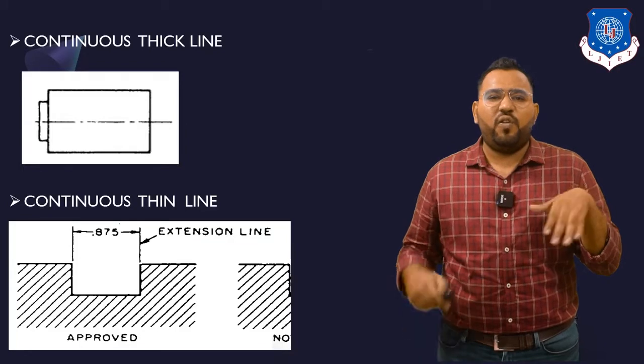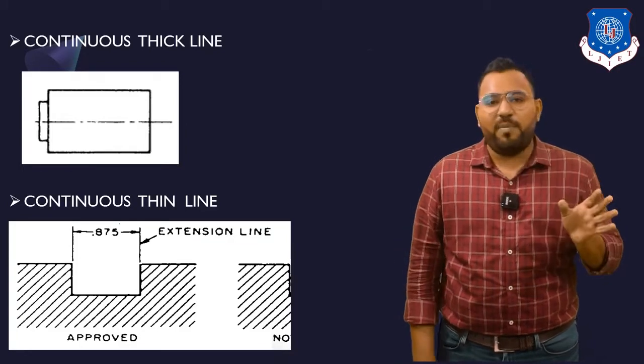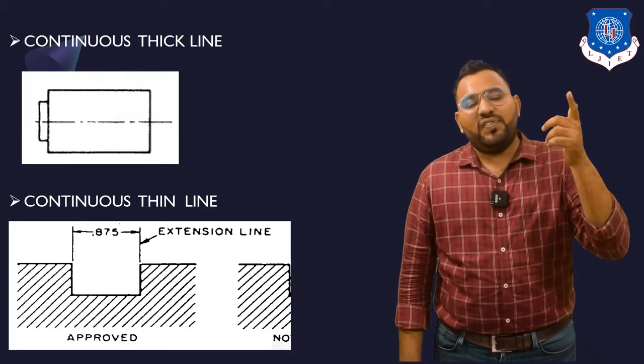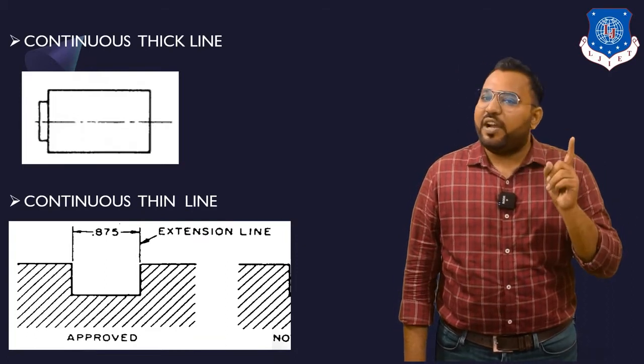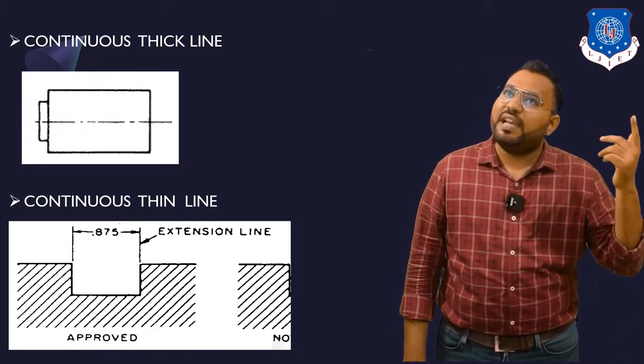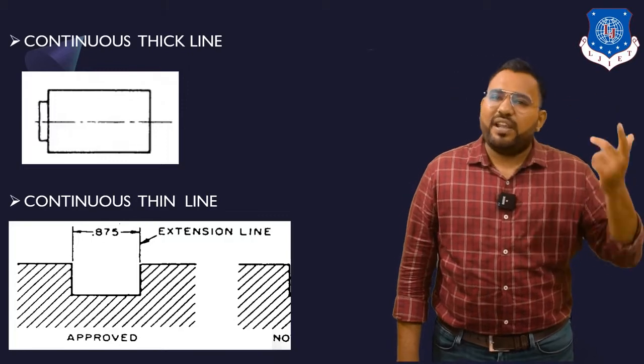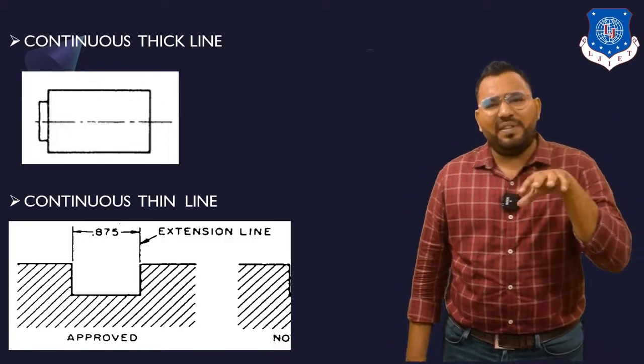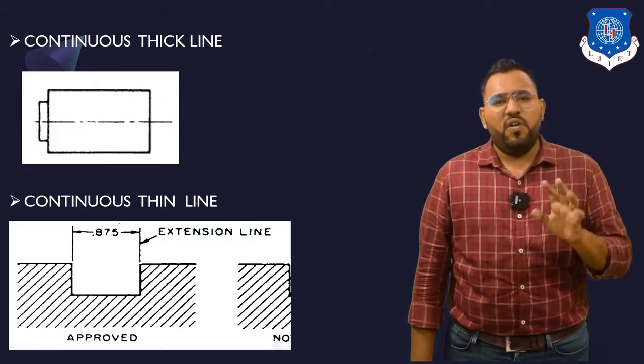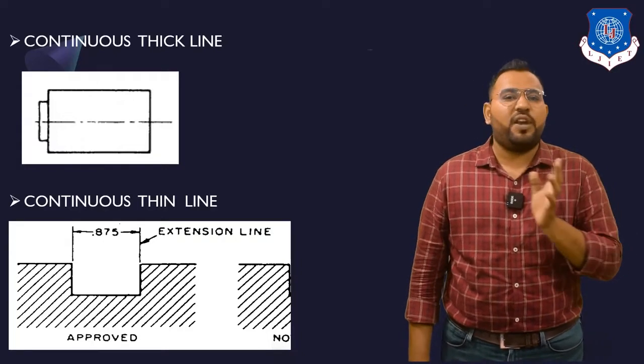Right now, if you are not getting what I'm trying to say, don't worry about that. Just remember: continuous thick line, which grade of pencil? HB grade pencil, okay. Continuous thin line, which grade of pencil? 4H grade of pencil, okay. So just remember this, don't be confused. We are going to see each part in every detail when we draw a drawing.